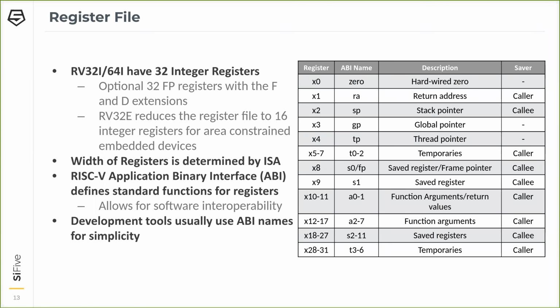The width of the registers is determined by the ISA. And the RISC-V architecture also defines the application binary interface that software uses to communicate with itself. On the chart on the right here, I have the register names as well as their ABI names for specific ABI functions, as well as whether a particular register is callee saved or caller saved.